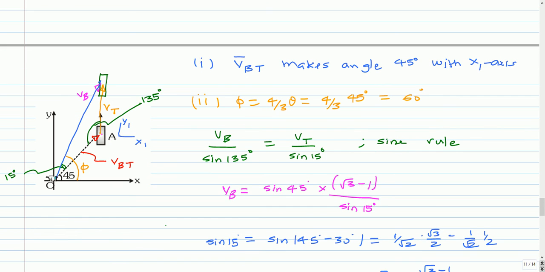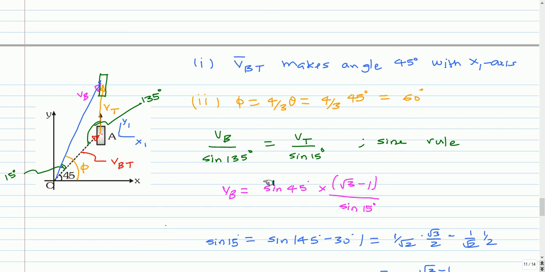So this distance is proportional to the velocity of the ball, and this distance is the distance traveled by the trolley in the same amount of time. So this distance is proportional to the velocity of the trolley. So this vector is Vb minus Vt. So it's proportional to the velocity of the ball with respect to the trolley. So this is the direction of the velocity of B with respect to the trolley, and this VBT makes an angle of 45 degrees with the x-axis.